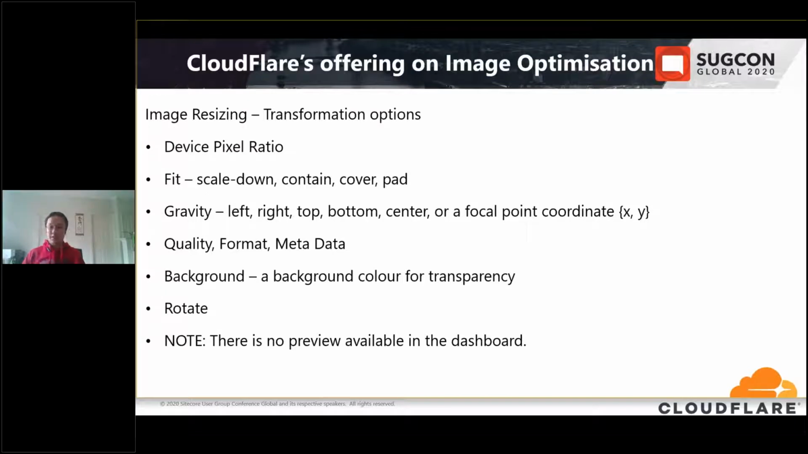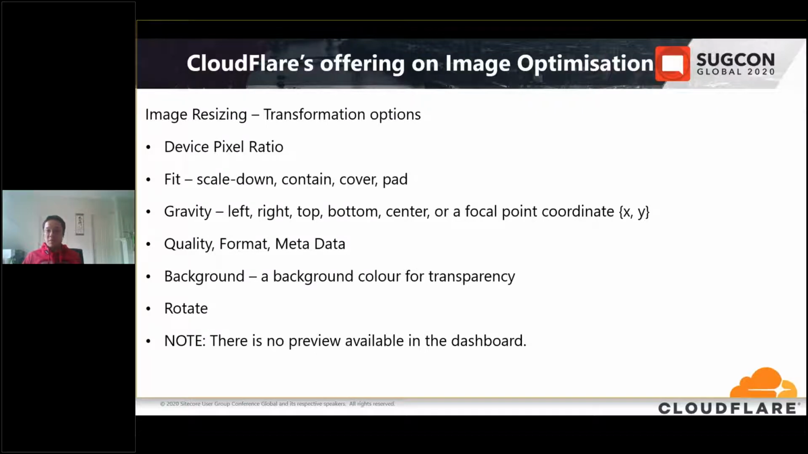Some of the transformation options: device pixel ratio is basically for high-res screens. You can output the multiplier effects of density. So like an iPhone X, you need to produce a much higher density image for those high resolution devices. Fit is a resizing mode, given as a string, and it affects the interpretation of the width and height, depending on which mode you use. Gravity defines the side or point that should be left uncropped. You can use left, right, top, bottom, and center, or a focal point coordinate.